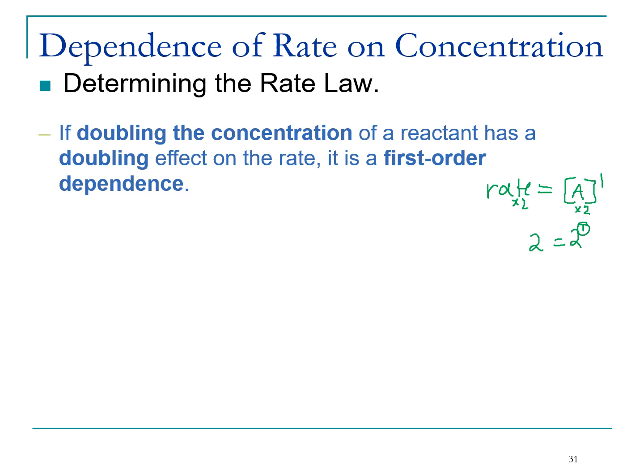Now, it doesn't have to be doubled. What if I tripled the concentration? 3 raised to the first power is 3. Then I would expect my rate to get 3 times faster. If I quadrupled the concentration, if it's first order, then the rate should quadruple. So anything that's first power, whatever you do to the concentration, should also affect the rate to the same magnitude.